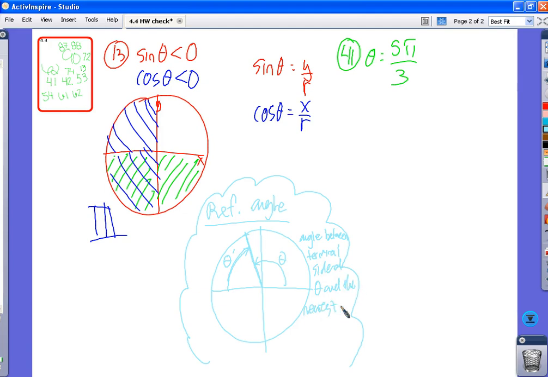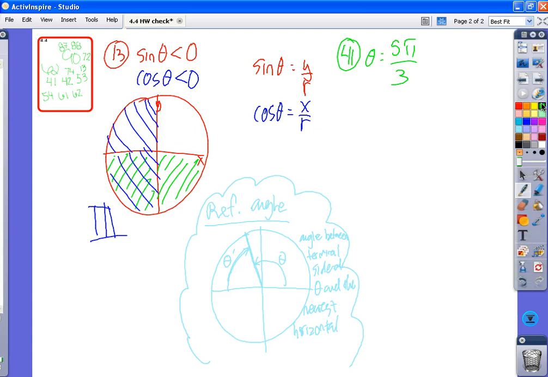nearest what? Horizontal. Nearest horizontal. So for that reason, you can see that this angle is always going to be between 0 and 90. There's no way to get an angle bigger than 90 by that definition. I always take it to be between the terminal side and the nearest horizontal. So the reference angle is always going to be this angle that would go in the first quadrant, and we'll use its sine and its cosine and so on to find the sine, the cosine, the tangent, and all that of the original angle.